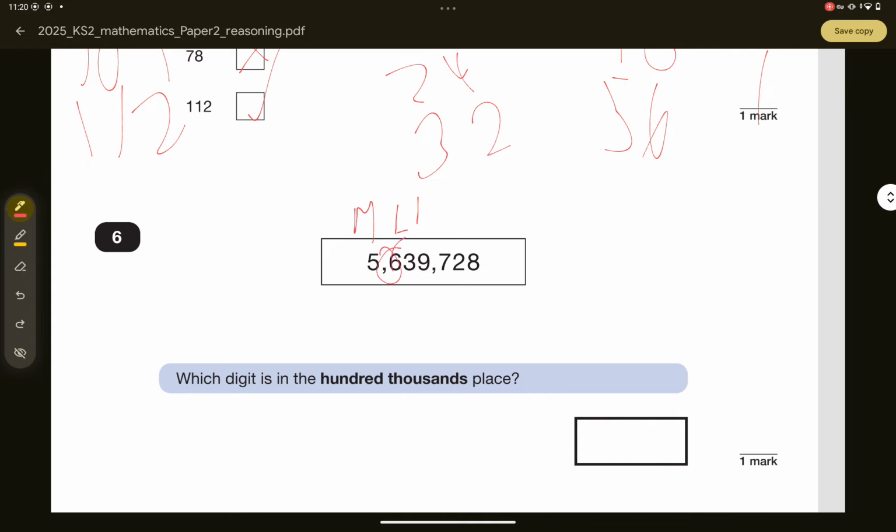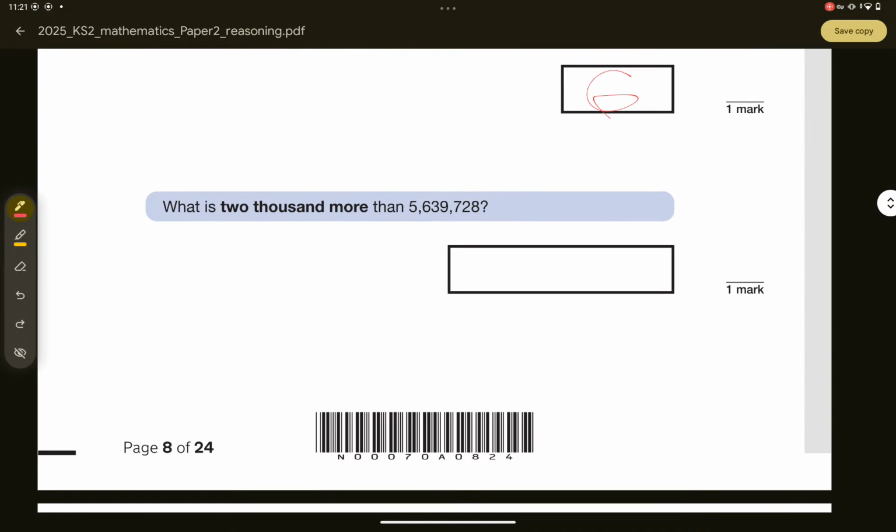This is 100,000, the 6. 10,000 is 3. 1,000, no, yeah, the 1,000th place is 9, the 100th is 7, the 10th is 2, and the 1s is 8. So, yeah. So the digit in the 100,000 place, I just said it's 6, because, yeah.